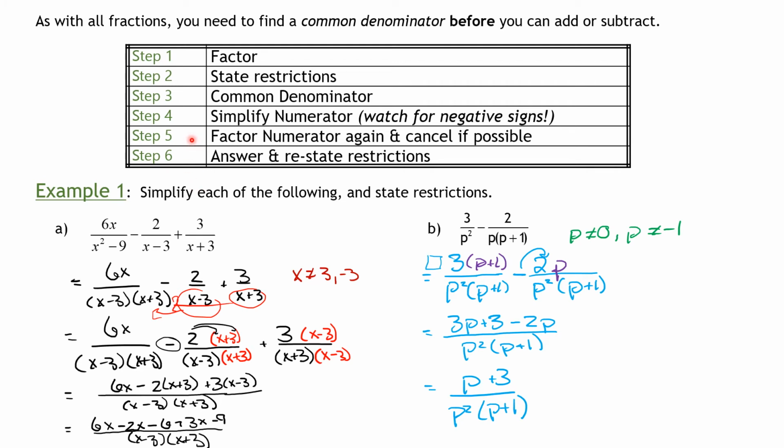We're on step 5. Factor numerator, again, if possible, cancel if possible. If there's no factoring to be done, I go to step 6, answer and restate restrictions. So that's my answer, and my restrictions in order are p cannot equal -1 or 0.